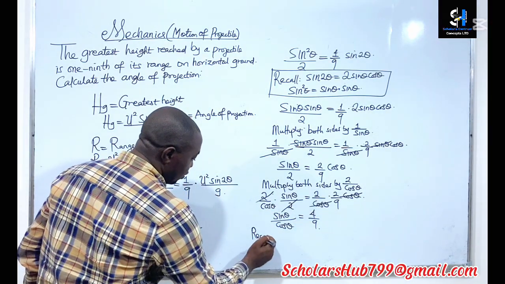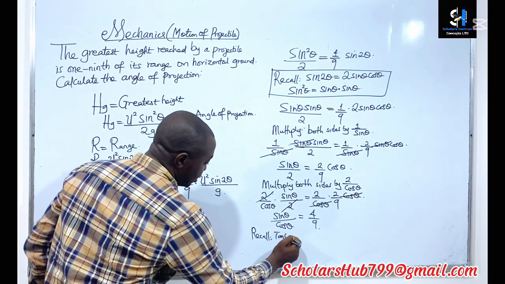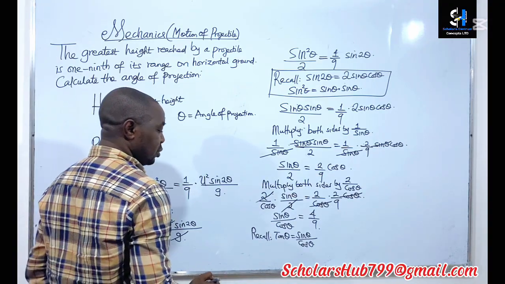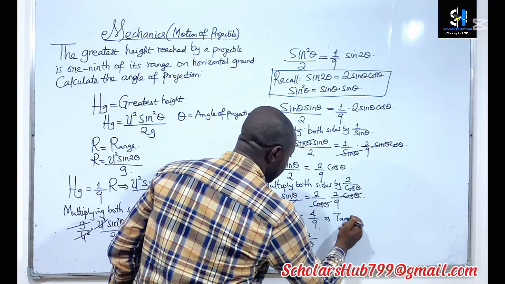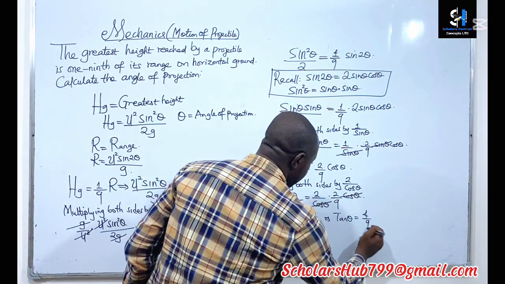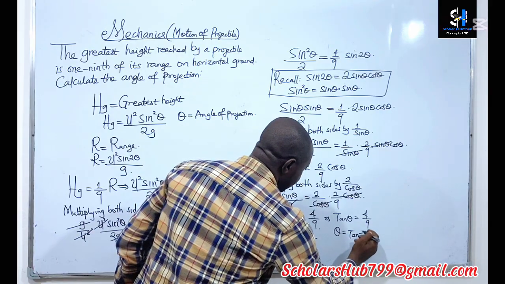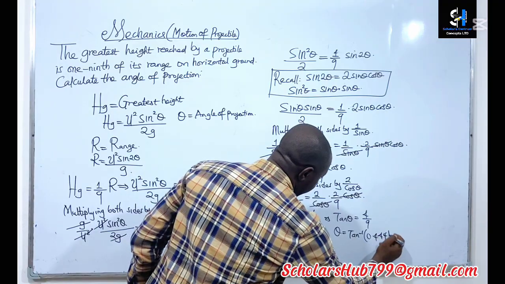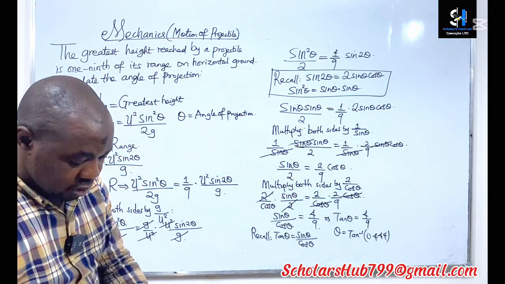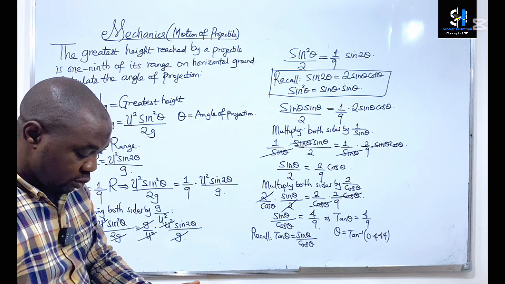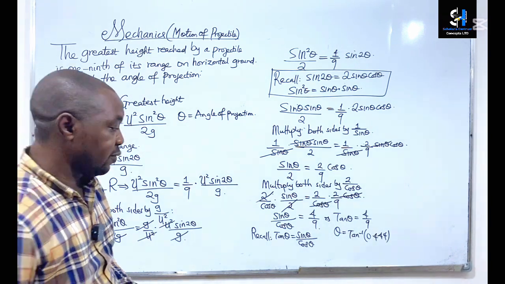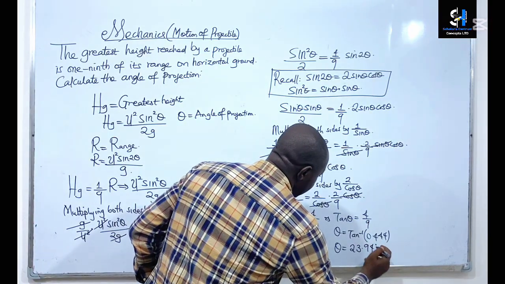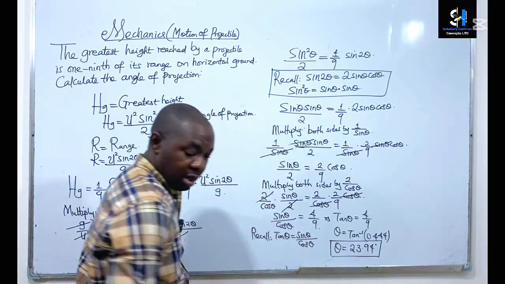Again, let's recall from the definition of tangent, tan theta equals sin theta over cos theta. That means we have tan theta equals 4/8. So theta will be the inverse tan of 4/8, which is 0.5. So let's get the inverse tan of 0.5. That will be 26.57. So theta equals 26.57, and this is the angle of projection.